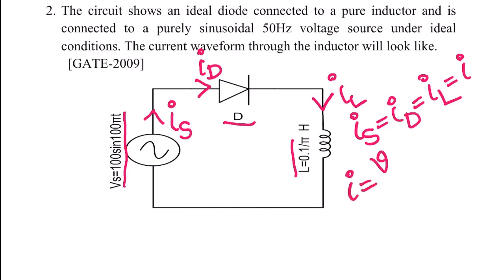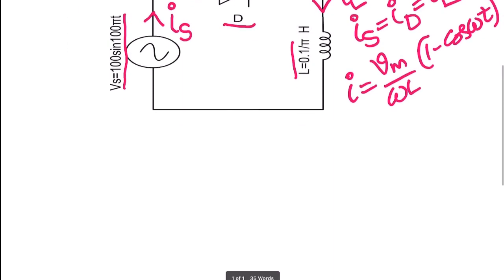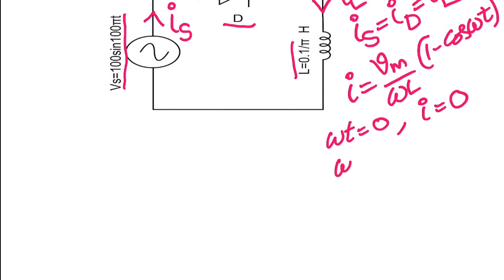If I derive the expression for this, I will get i equals Vm by omega L into (1 minus cos omega t). Now I'm taking omega t at different instants. For any periodic waveform, you take up to 360 degrees. If I take omega t equal to 0, the current becomes 0. Why? Because cos 0 is 1, and 1 minus 1 is 0.